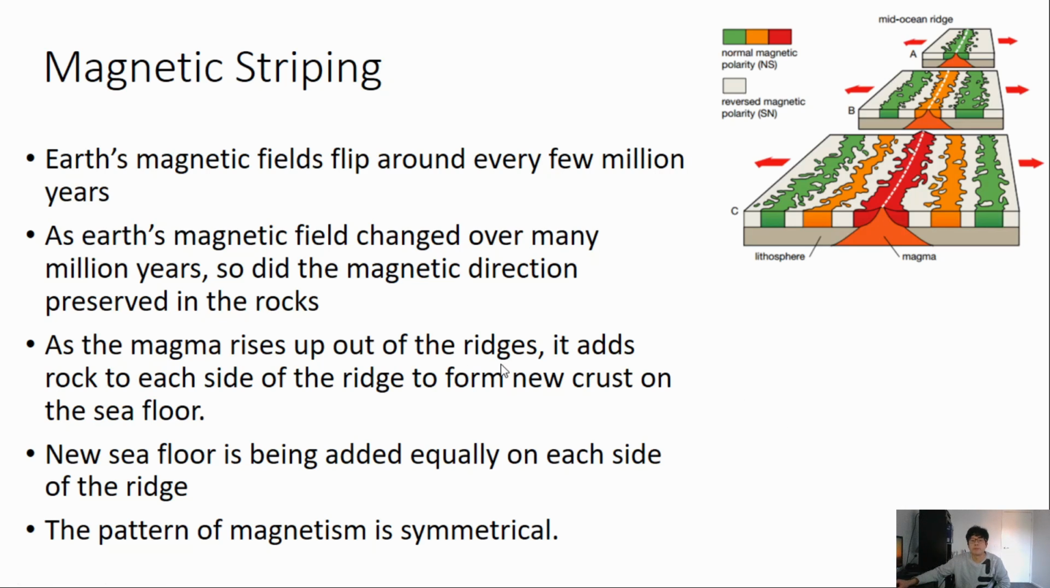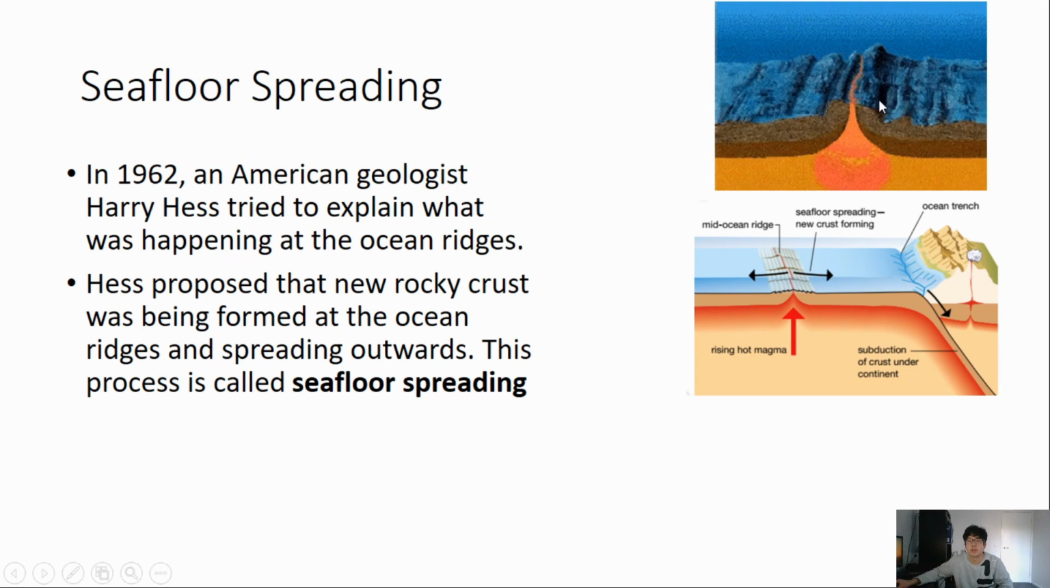So as the magma rises up out of the ridges, so through the middle here, rock is added to each side as it cools, so new seafloor is being added equally on each side, which is why the pattern of magnetism is symmetrical. Like you can see in this image here, it's the same on either side. So this symmetrical pattern of magnetism supports Hess's theory of seafloor spreading, as it could have only happened if the new rock formed at the ocean ridges was spreading outwards like this here.